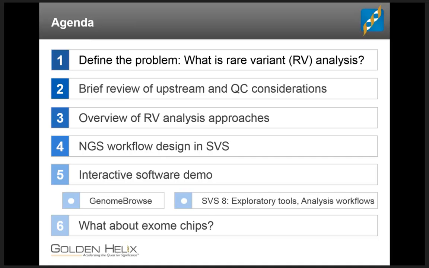And so our agenda is going to go something like this. We'll start out by defining the problem. What is rare variant analysis? We'll briefly review some of the upstream data processing considerations that you'll need to think about as you're getting into sequence analysis. Then we're going to move on and talk about some of the various rare variant analysis approaches that are available right now, and talk a little bit about how they've developed over the years.